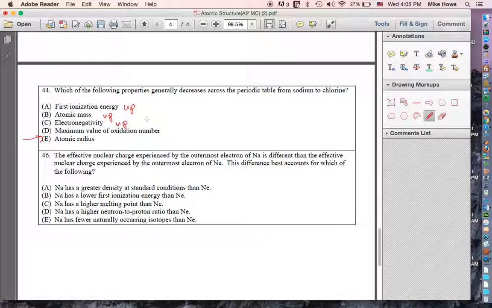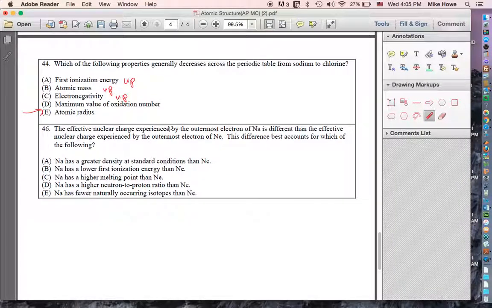electrons more. And then the maximum value of the oxidation number goes up then down. So you want to know just generally decreases. So the answer is atomic radius. All right, and then the last question: the effective nuclear charge experienced by the outermost electron of sodium is different than the effective nuclear charge experienced by the outermost electron of neon.